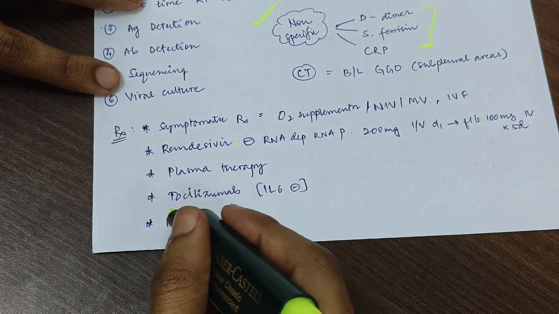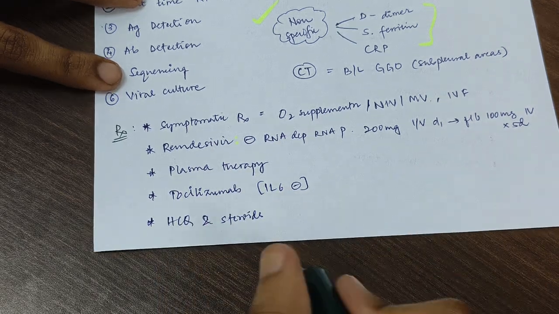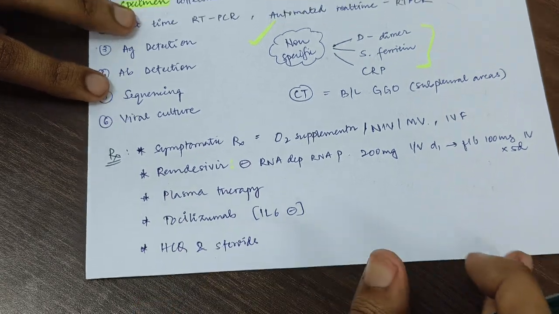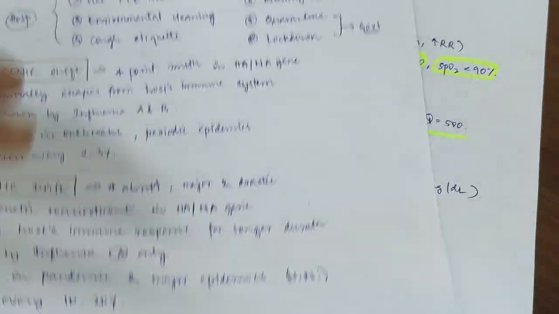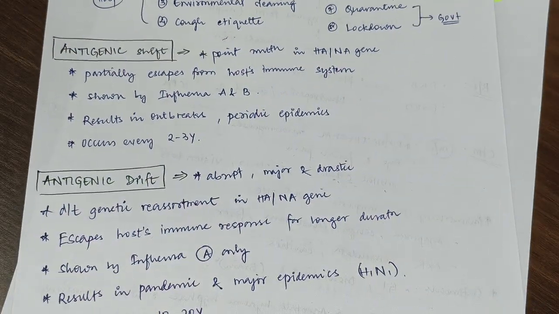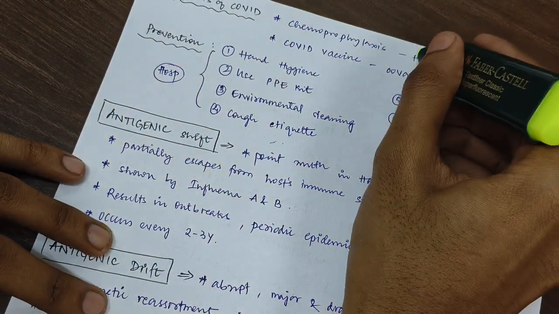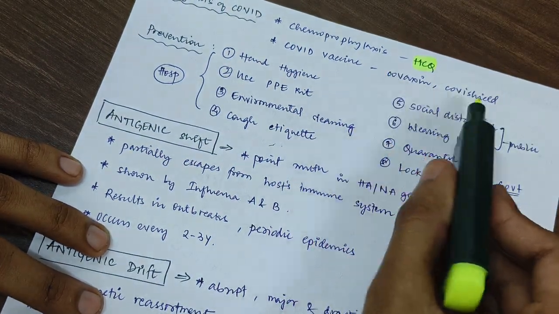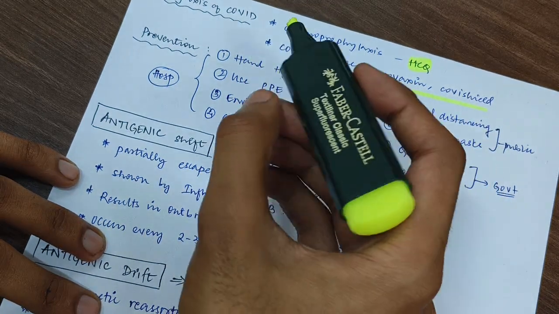Then the new one was tocilizumab, which is an interleukin 6 inhibitor. Then hydroxychloroquine and steroids were given for the better outcome of the disease. So coming to the prophylaxis of the disease. In the prophylaxis, chemoprophylaxis, hydroxychloroquine, then COVID vaccine, that is Covaxin and Covishield. Covaxin and Covishield was given. Prevention, basically, these are all non-specific.